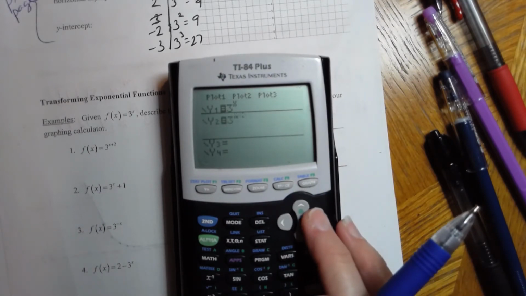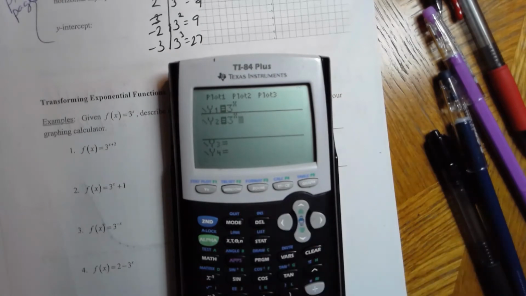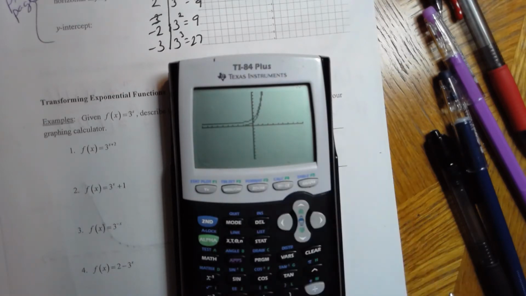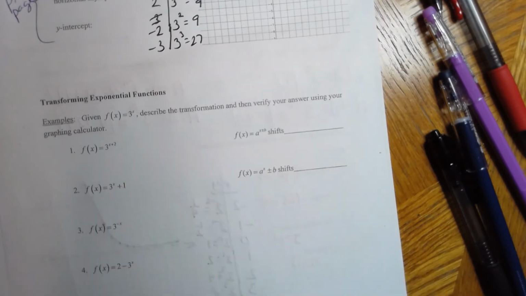So again, we're going to take this off. Outside the parentheses we have a +1, so hopefully you realize that it's not going to go left or right, but it's going to go up or down. There's my original. The +1 moves everything up 1. Now remember, since it got moved up 1, so did the asymptote. So now the asymptote is at y equaling 1. It's not at y equaling 0.